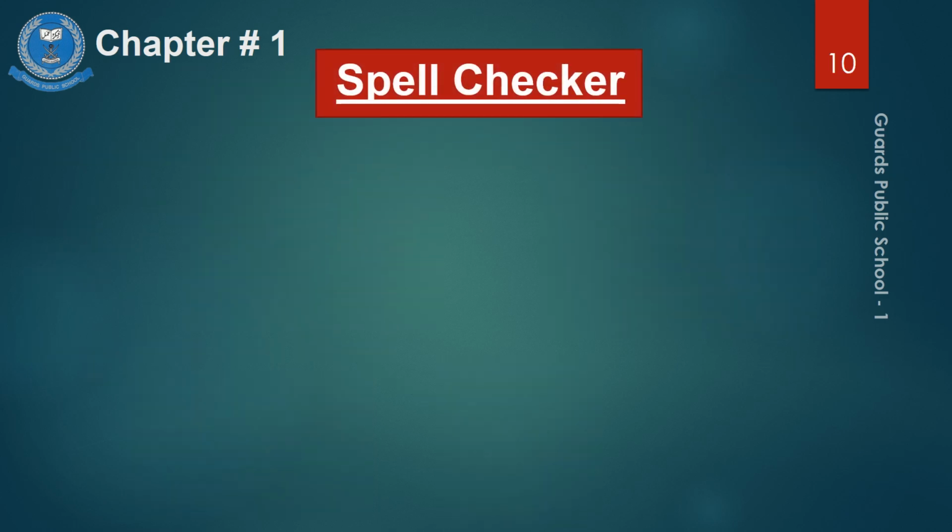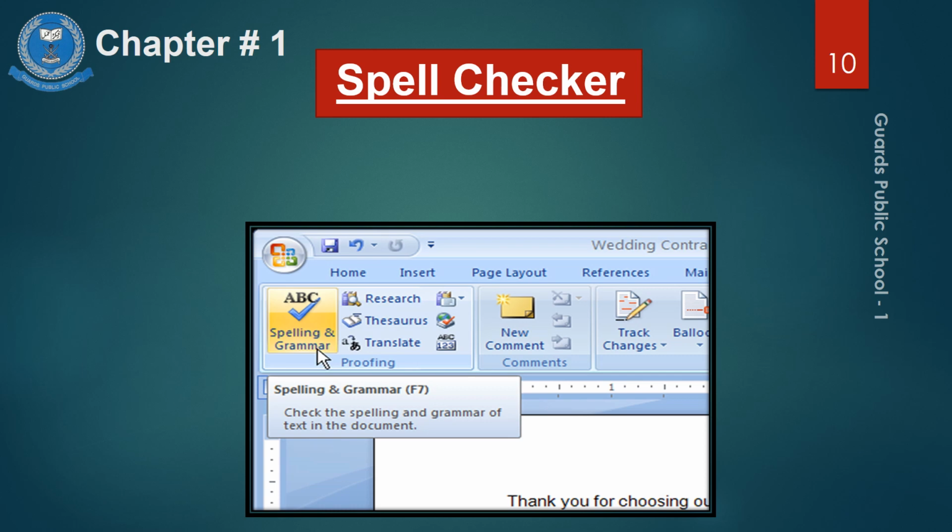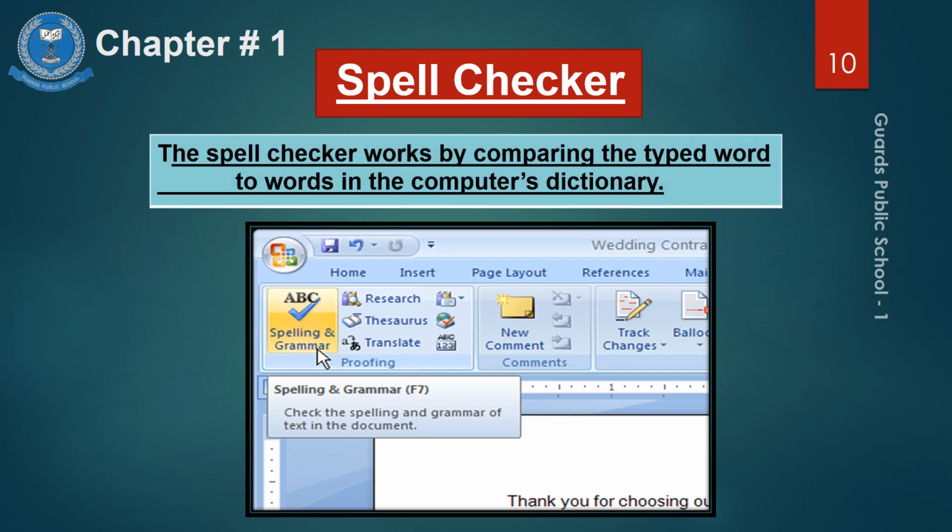Spell checker is also an option in MS Word that corrects spelling errors in your document. Click the review tab, then click the spelling and grammar option. If your document has a mistake, it will be corrected automatically when you click OK.